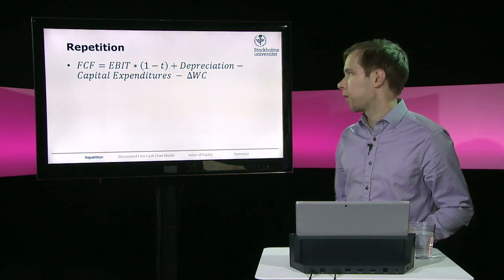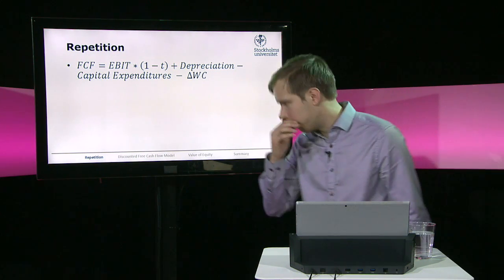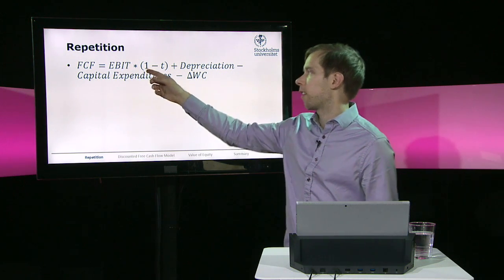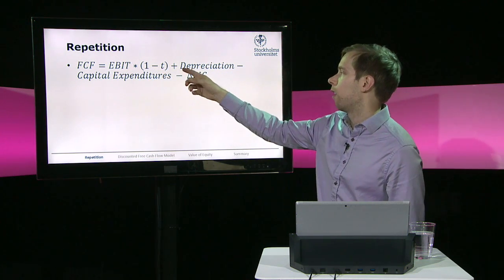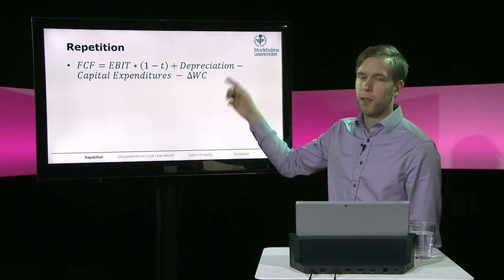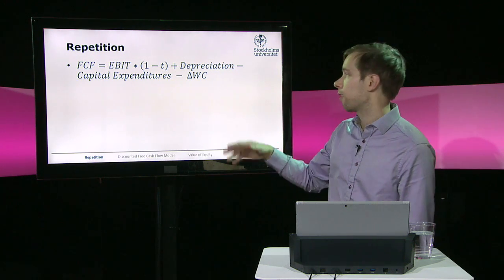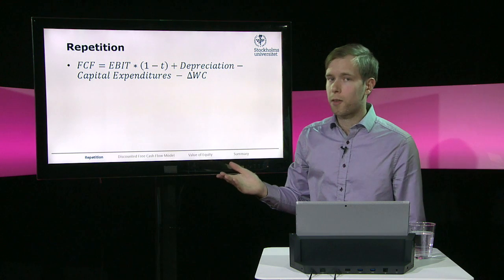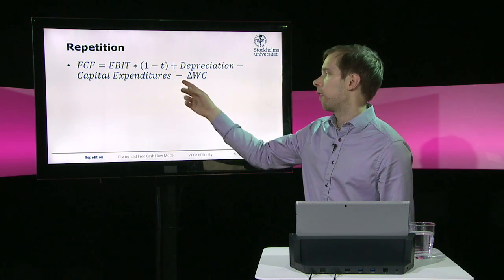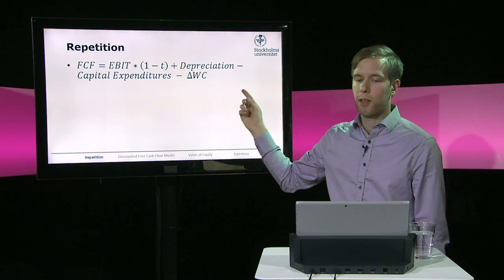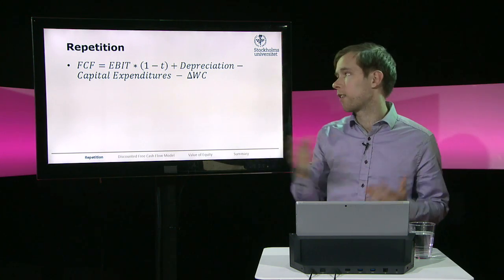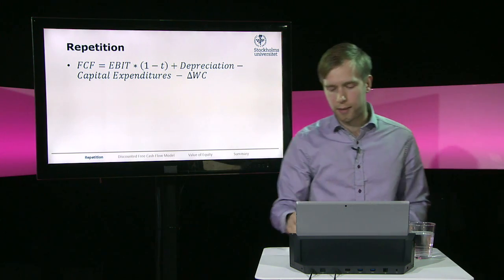Okay, so just a quick repetition. In order to get the free cash flow of the firm, you took EBIT times 1 minus the tax rate. You added back depreciation because it affected the earnings but not the cash. We subtracted the capital expenditures because it did not affect earnings but it's a cash outlay. And then you subtracted an increase in working capital. So this delta here reflects an increase. If it's a decrease, then this would be minus minus and it's a plus.